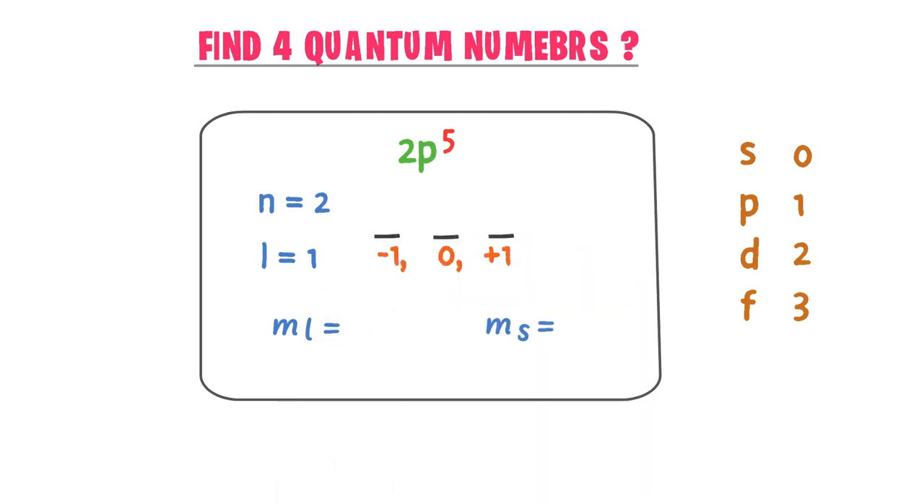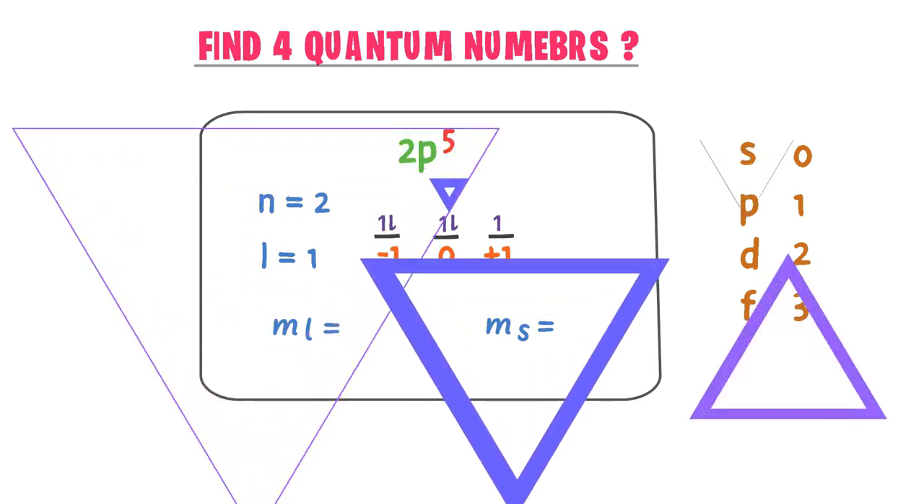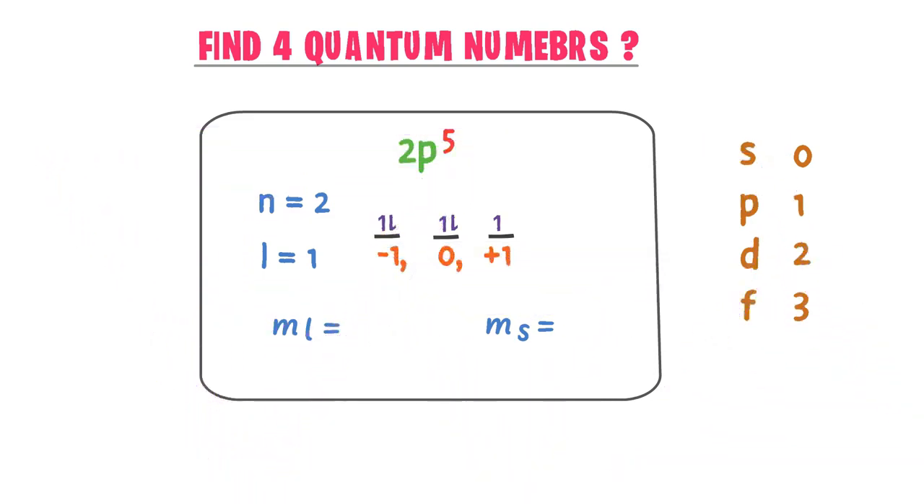What about the value of ML and MS? Well, there are 3 orbitals. Each orbital can accommodate 2 electrons. So first electron, second electron, third electron in upward direction, then fourth electron and fifth electron in downward direction. Remember that it depends on you. Either you place the electron in upward direction or in downward direction. The last electron is in the 0 orbital, so ML is equal to 0. The direction of the last electron is downward, so the value of MS is equal to -1/2.